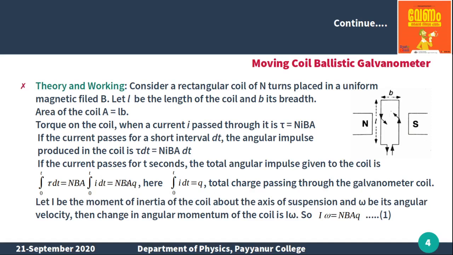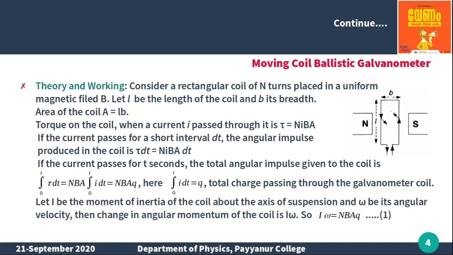We got that if a current I passes for t seconds through that rectangular coil of n turns, you will get the total angular impulse given to that coil as NBAQ, where Q is the total charge that is passed through the galvanometer coil due to the current passed through it for t seconds. Okay, so this is the first expression.